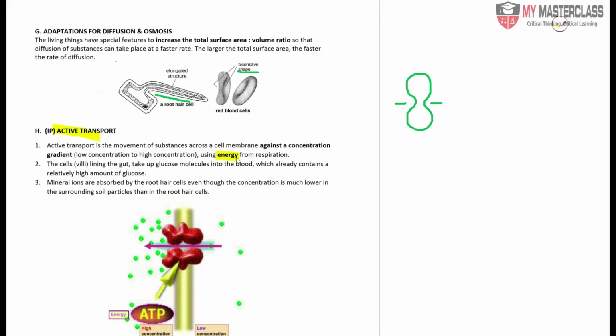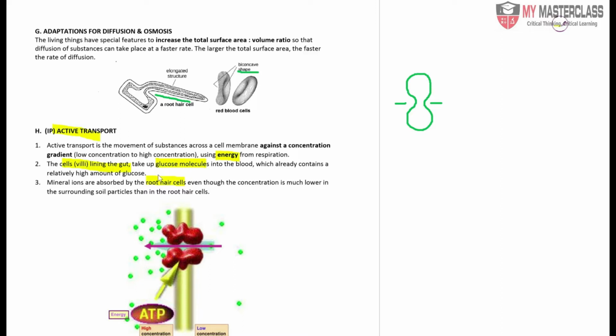Okay, so two areas. One happens in animal cells, which is the gut. Gut means your small intestines. The other one is the root hair cells in plants. Okay? So in the gut, you are required to take up glucose molecules, which is required for the brain to use for energy and for cells to use for energy.